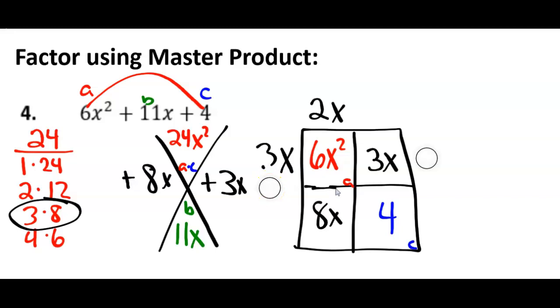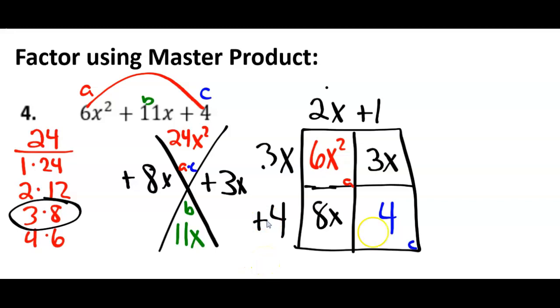3x divides 3x. How many times? 1. A positive 1. Okay? What number do 8x and 4 have in common? What you can do is look at this 2x. What do I have to multiply that by to get 8x? Well, positive 4. Remember, we need our plus sign here.